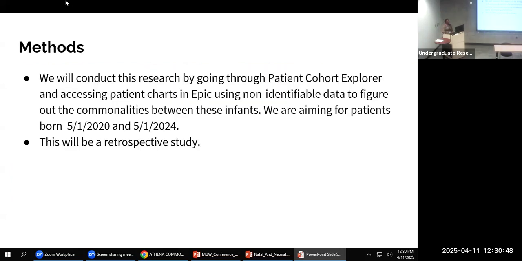All right, so how will we be doing this? We will conduct this research by going through Patient Cohort Explorer, which is our private patient database, and accessing patient charts in EPIC using non-identifiable data to figure out the commonalities between these infants. We're aiming for patients born between May 1st, 2020 and May 1st, 2024. This will be a retrospective study, which is a study on past events and past data.